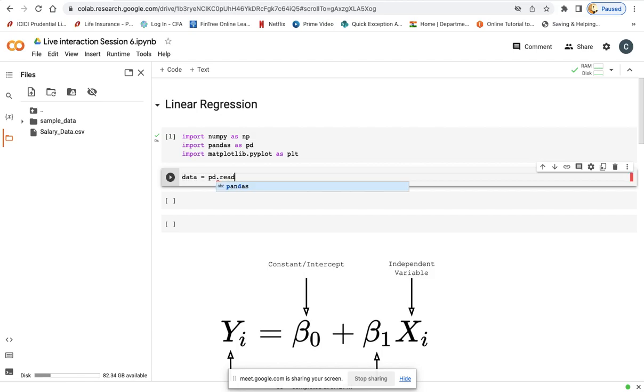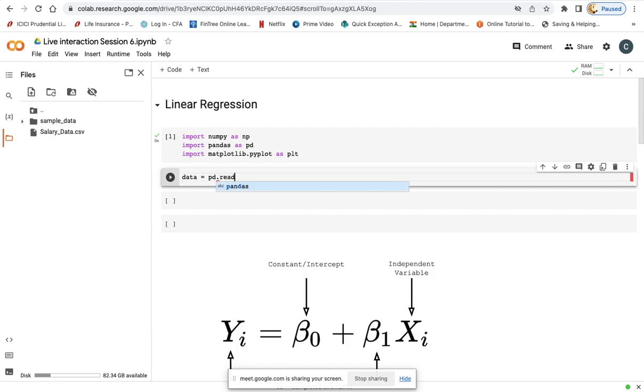Okay, so for the data, we have two columns basically: years of experience and salary. Experience is given in years, like 1 year, 1 year 5 months, something like that. And salary is given in dollars, as annual salary. So this is the data we are having.